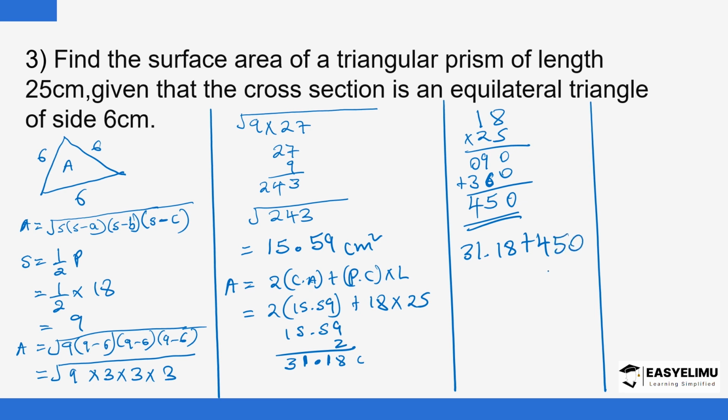So let's try and add the two. 450.00. I'm writing 00 because the first one has two decimal places, and then 31.18. So if you add this, this is 8, this is 1, this is 1 again, this is 8, and this is 4. So we have the total area of this prism being 481.18 square centimeters.